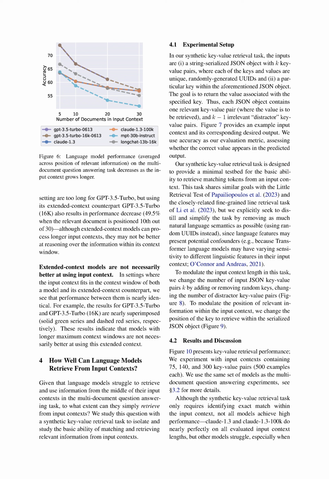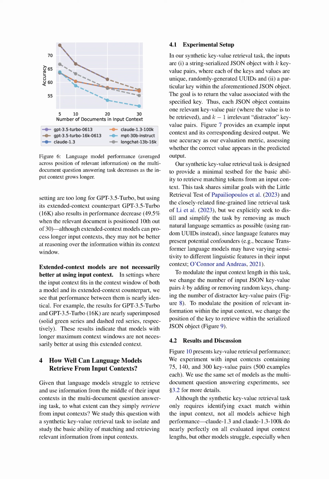Our task echoes the objectives of previous tasks like the little retrieval test and the closely related fine-grained line retrieval task. However, we've aimed to distill and simplify it by removing as much linguistic semantics as possible, and instead used randomly generated values. We did this because we thought that linguistic features could be a confounding factor. For instance, different transformer language models might react differently to varying linguistic features within their input data. In this task, we can adjust the length of the input context by changing the number of key-value pairs in the JSON object, either by adding or removing random keys. This changes the number of distractor key-value pairs.